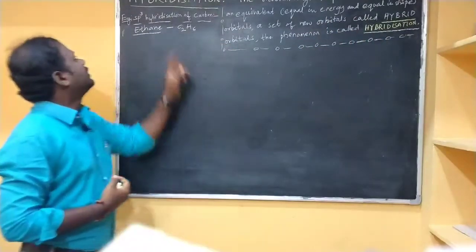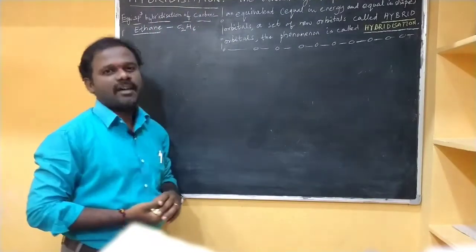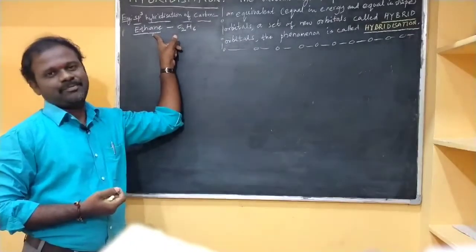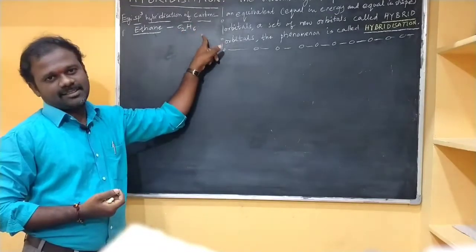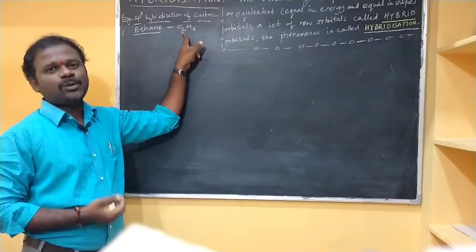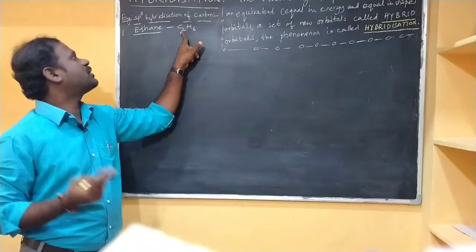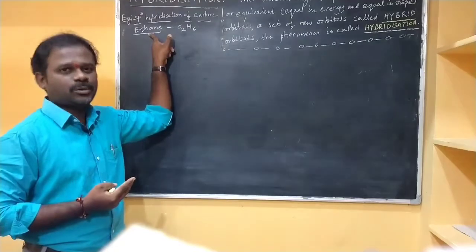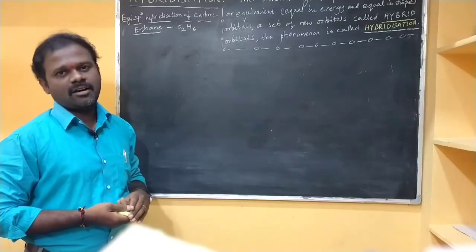Now, sp3 hybridization of carbon. One example is ethane, C2H6. When the number of carbons is equal to 2 in an organic molecule and it is an alkane, it is called ethane, because eth is the root word. That's why ethane is the name of the compound.